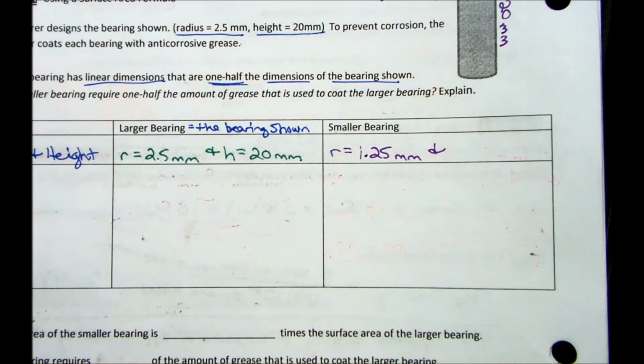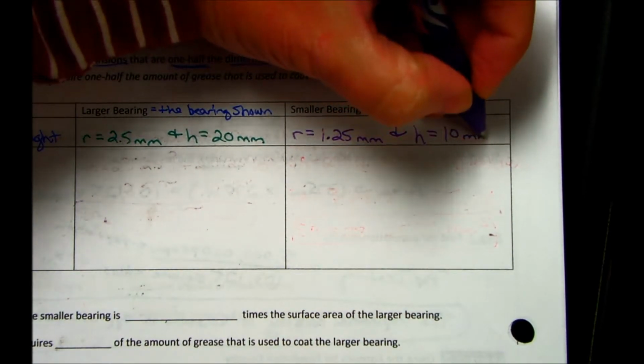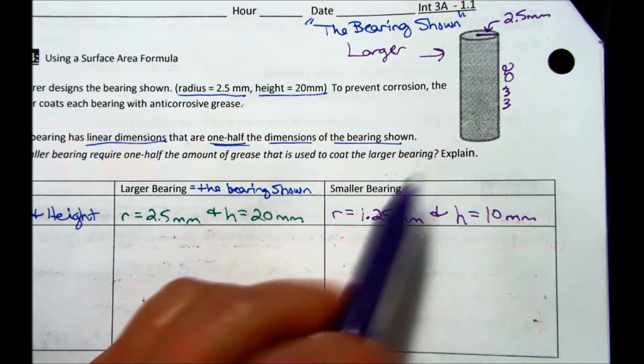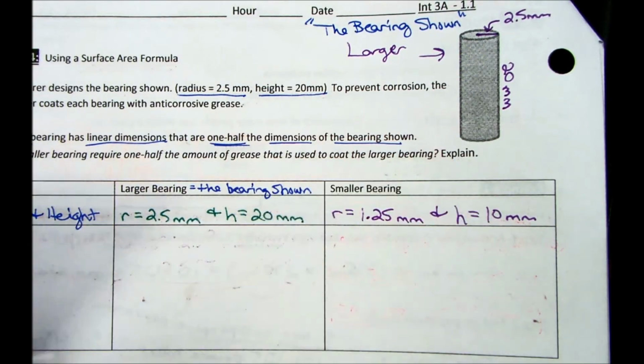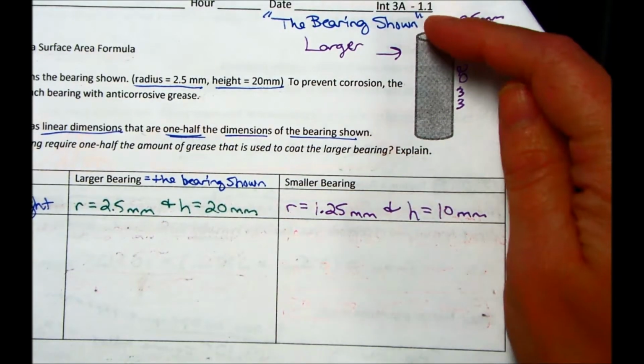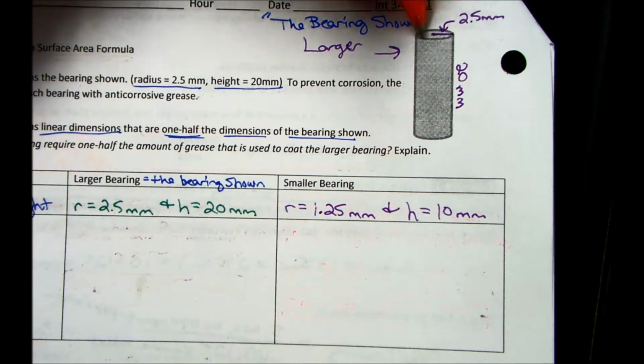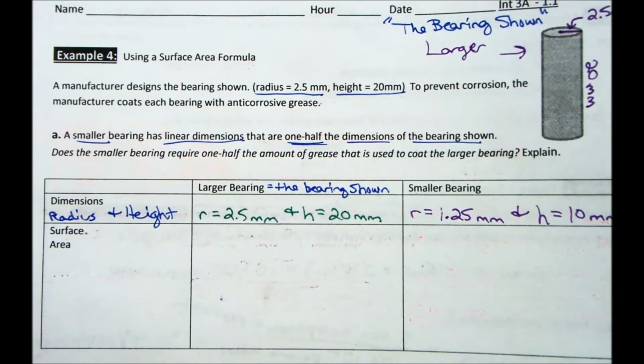And the height would be half of 20, which would be 10 millimeters. Okay, so the next thing we need to figure out is, how do I find the surface area of a cylinder? Well, there's a formula for that, but it basically comes from finding the area of the two circles at the top and the bottom, and then the perimeter, which is basically the circumference of the circle, times the height. So the formula goes like this.